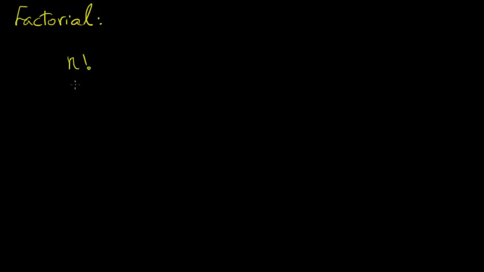Let's say we have 4 factorial. What does that mean? 4 factorial means 4 times 3 times 2 times 1. 4 times 3 is 12. 12 times 2 is 24. 24 times 1 is 24. So 4 factorial means 24.